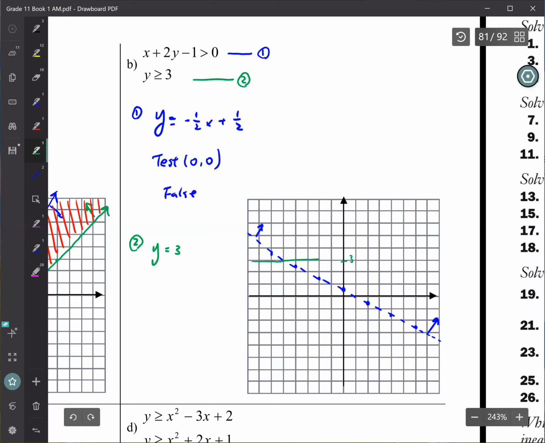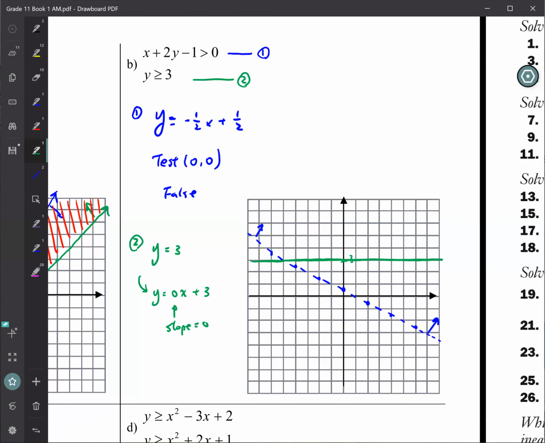This one is a solid line, right? If it doesn't have x, you can think of this as y equal to 0x plus 3, right? Because there's no x, that means your slope is 0. When slope is 0, that means it's flat, horizontal. Slope equals 0. And we want greater or equal to 3, right? So it has to be higher than 3.